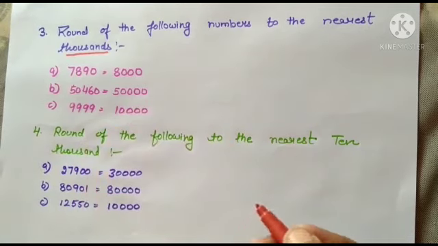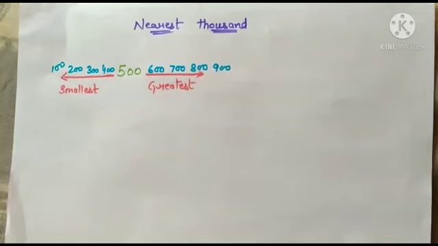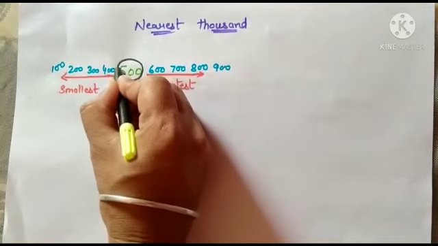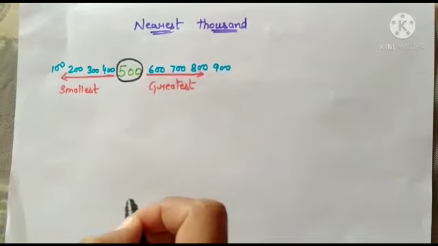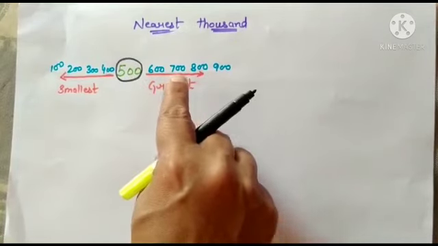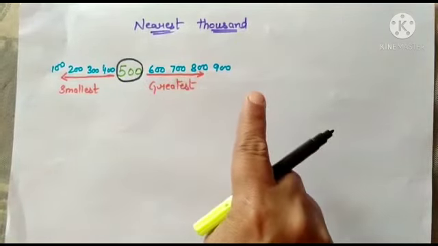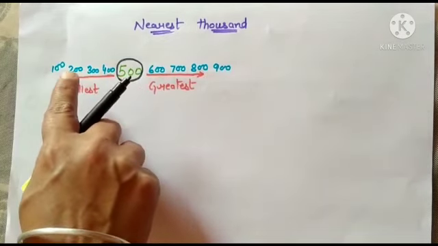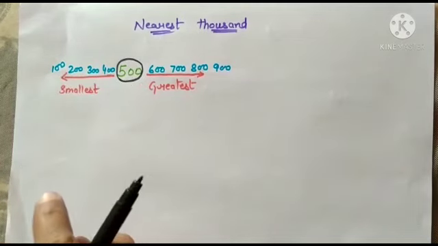How does it come? Let me show the rules. In thousands, like the first and second question, this question is the same. We have to follow the rules like that. Here we will use 500. If the number is above 500, then we will add 1 and put 0 in the last 3 digits. And if the number is smaller than 500, we will put only 0.